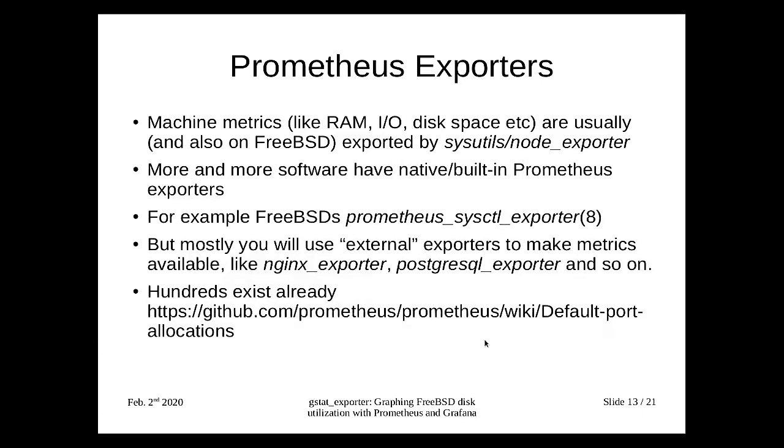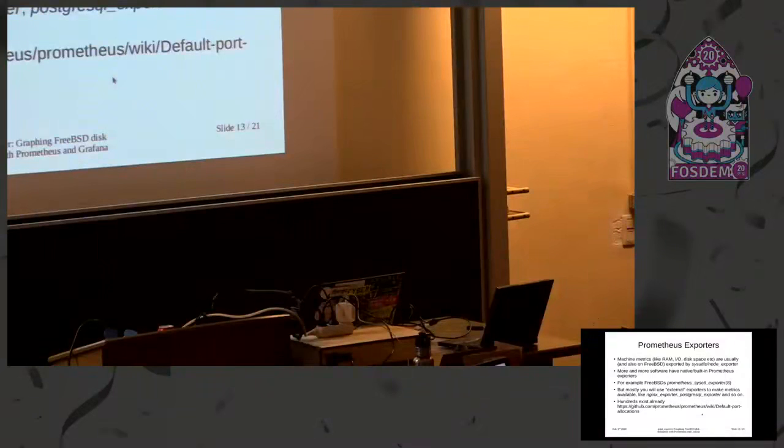There's a jail exporter, which is very nice, that somebody made, that uses RCTL to get IOPS and memory use and stuff for jails, and then exports it in a way so Prometheus can ingest it. So you can get graphs to say how much RAM each jail is using and how many IOPS and stuff. And that is very nice if you're using jails at all.